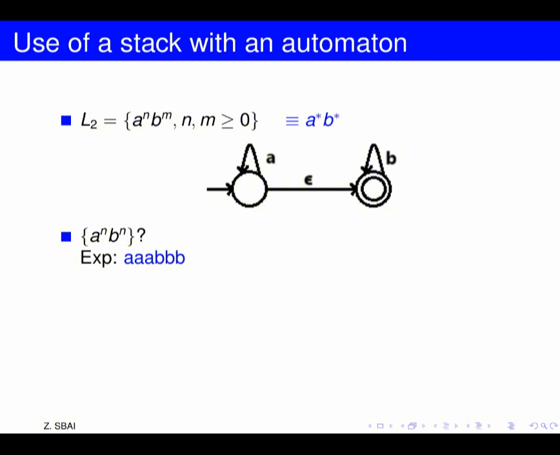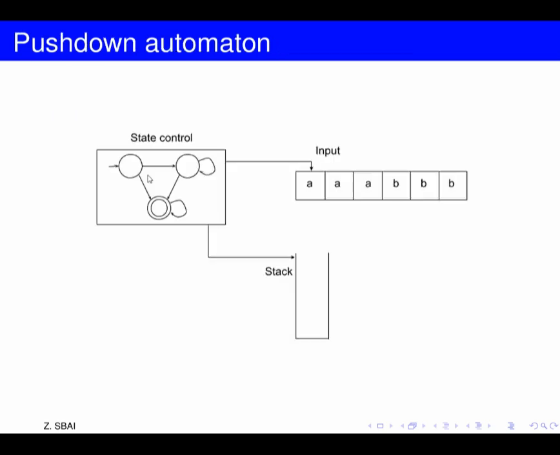So the idea here is to use a stack with an automaton. We will use the same machine, and we will add a stack in which we may save some information to use in the future. For example, to recognize AAA followed by triple B, we may use a stack to save the 3 A's in the first part of the string, and we will use this information in the stack to recognize the second part of the string. So here we have introduced the concept of a pushdown automaton.